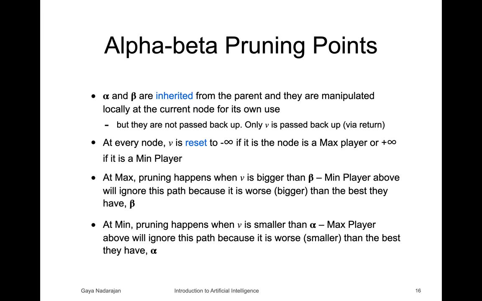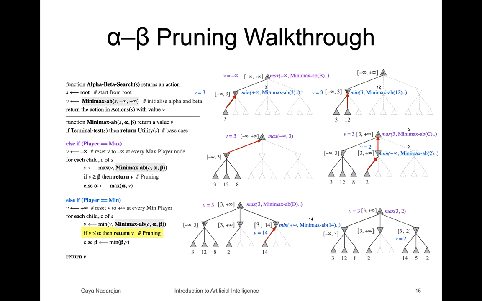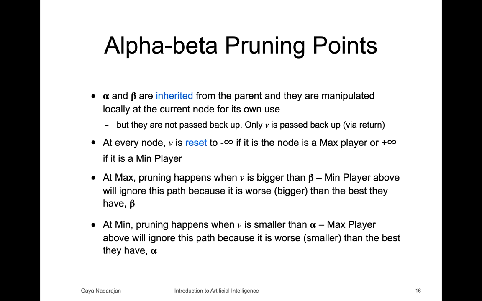The only thing that's passed back up is V, right? Because if you look at all these return statements, you will only see V. Utility here, here it's returning V, here it's returning V, and here it's returning V. So only V is passed back up. Alpha and beta are used for processing. And that is one important thing that helps you understand the algorithm.